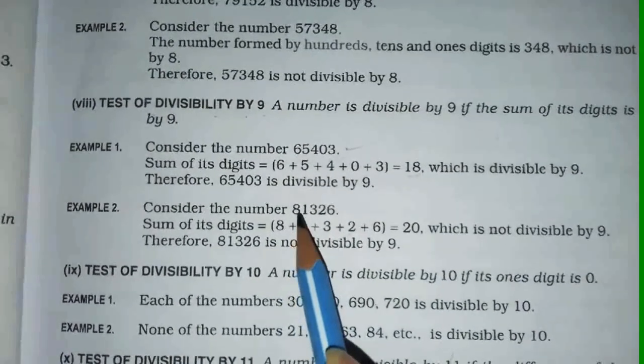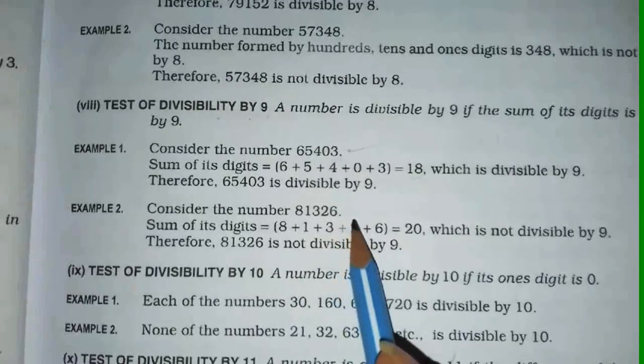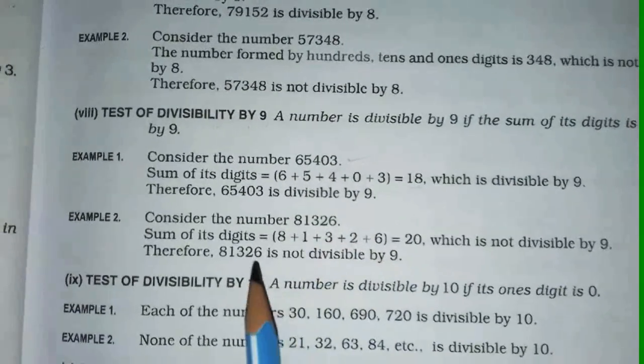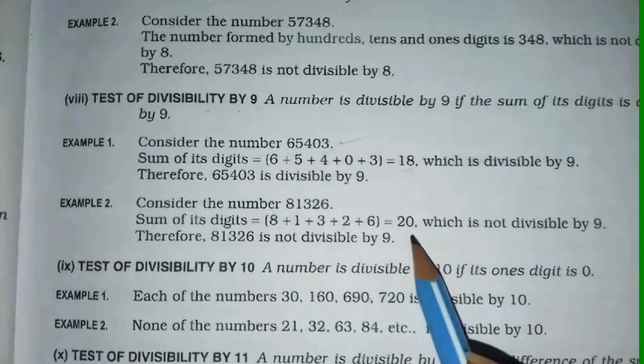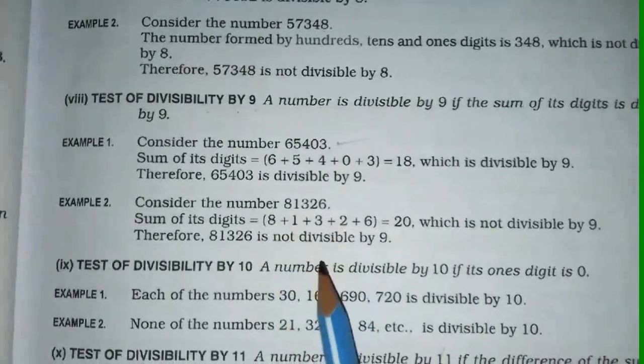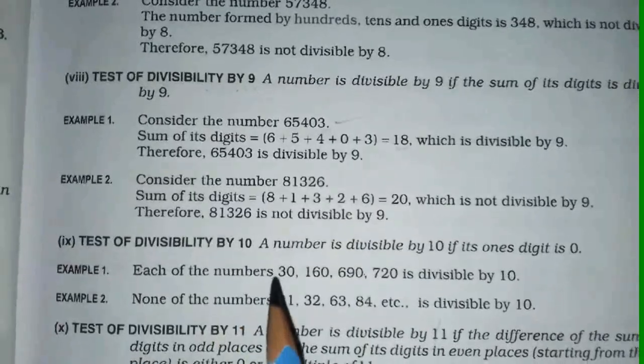Example 2, 81,326. The sum of its digits is 20. 20 is not divisible by 9. Therefore, this number is not divisible by 9.